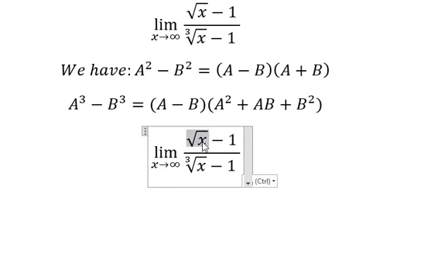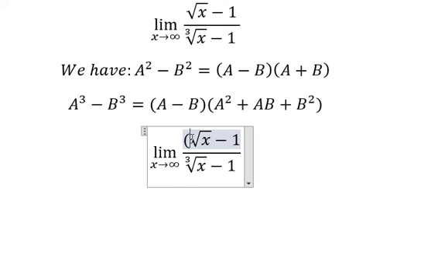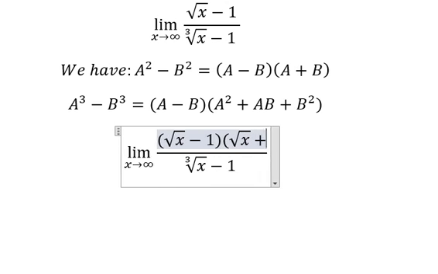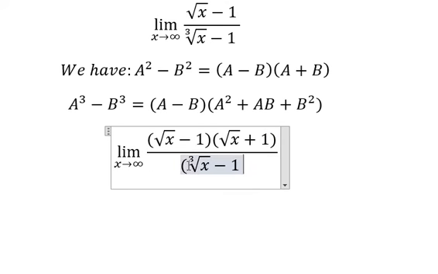This one is about a − b. So if we want to create a² − b², we need to multiply by a + b. So that should be the square root of s plus 1. Because we just create this factor in here, this one should be multiplied on numerator and denominator.